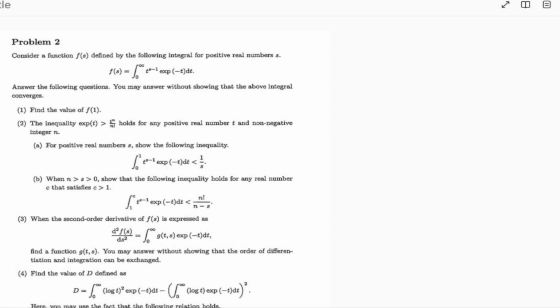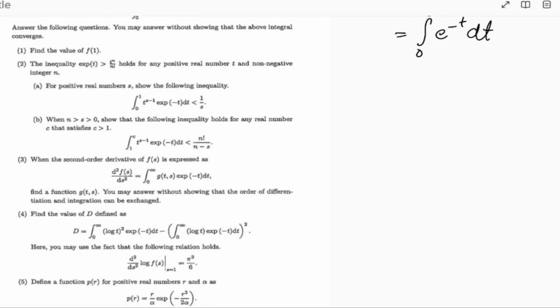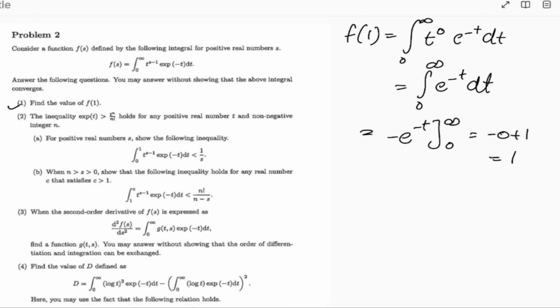Alright, so the first part is to find F(1). If I go ahead and plug that in, I'll get t^(1-1), so that's t^0, times e^(-t) dt, which is a very standard integral. It results in this, and with the limits you'll get 1. So the first part was straightforward.